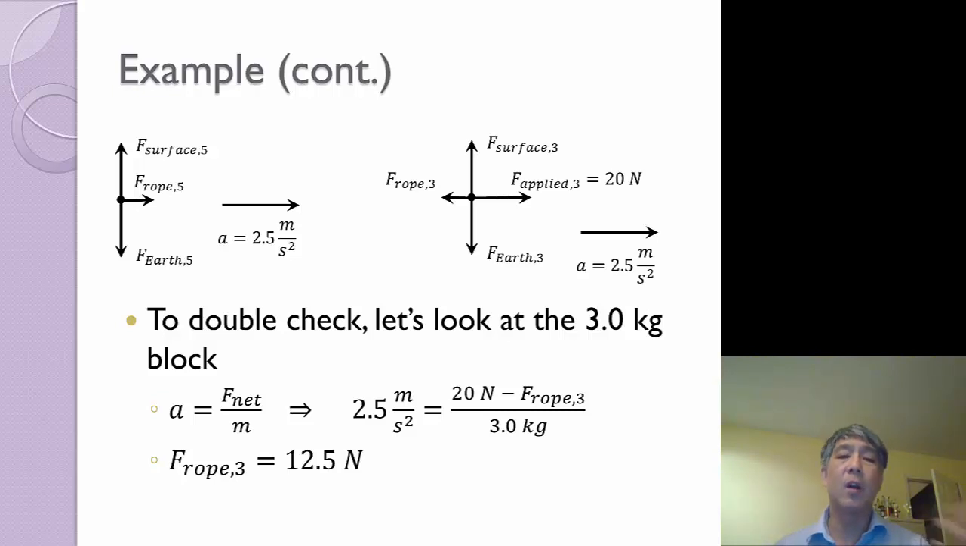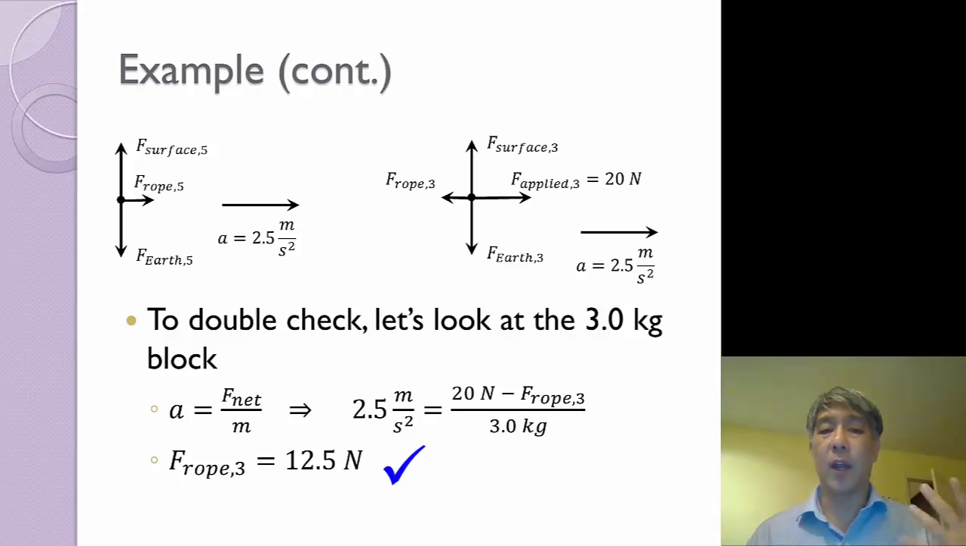So plugging that number in, I get the same 12.5 for the force of the rope. So it really doesn't matter. One's a little bit easier than the other, and that's the only difference. If I use it as a double check, I'm good. I get the same number.